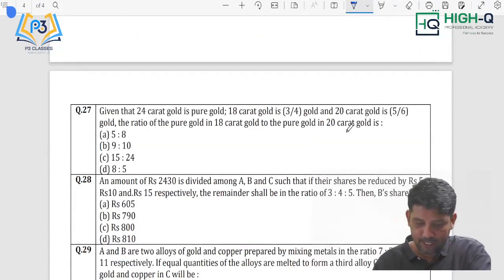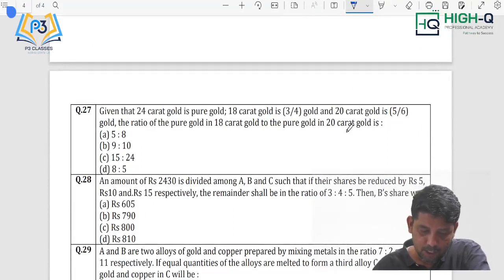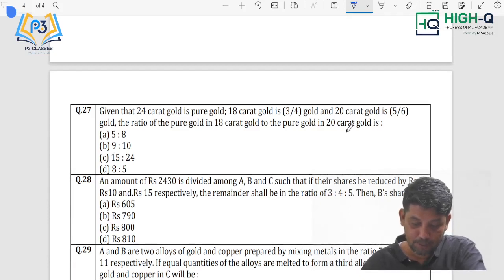What is it? Carefully you do. Given that 24 karat gold is pure gold, 18 karat gold is 3/4 gold, and 20 karat is 5/6 gold. Find the ratio of the pure gold in 18 karat gold to the pure gold in 20 karat gold. See, listen here. Very simple procedure.